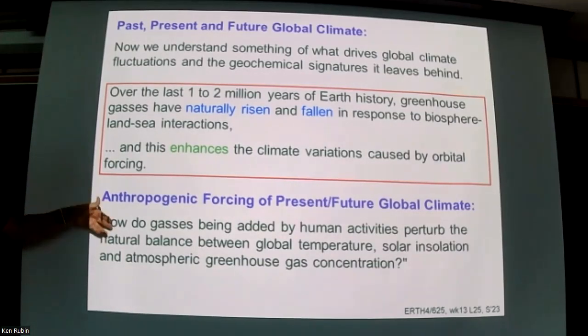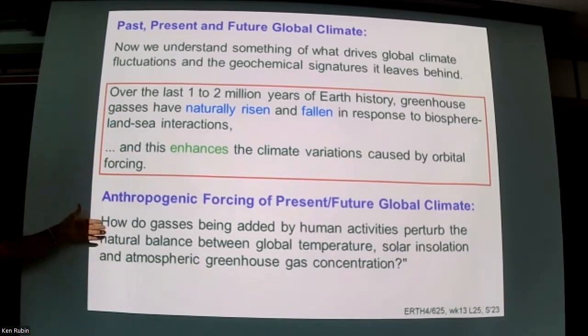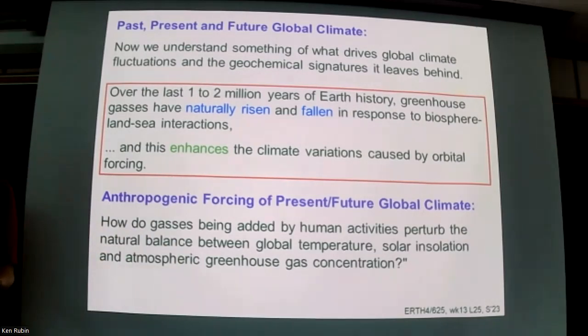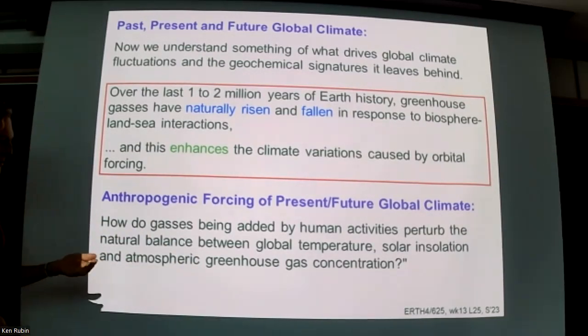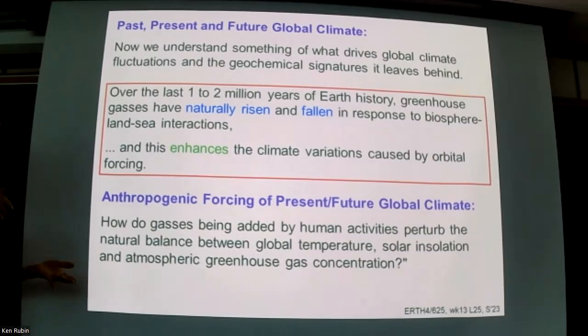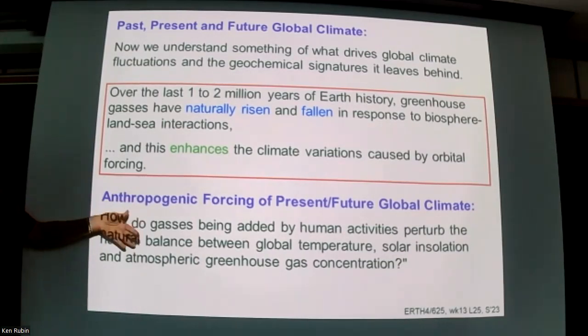But the question is how are the gases that are being added by human activities perturbing this natural balance? How much, to what extent? And it's not just the gases. There are plenty of other things that humans do. As we've talked about with the global atmosphere, we put particulates into the atmosphere, we change the reactivity of the atmosphere, we change the proportion of ozone in the atmosphere, we change the distribution of materials on the land surface, where we're using energy, how we're putting it into the atmosphere, how the Earth's albedo changes in response to deforestation and other processes. We're changing a lot of stuff.